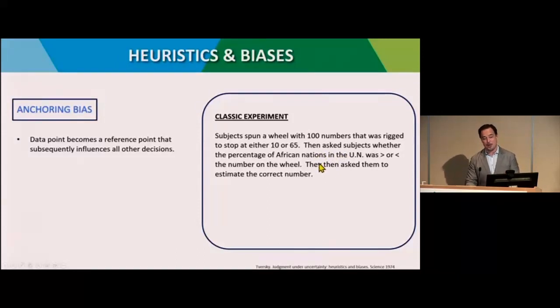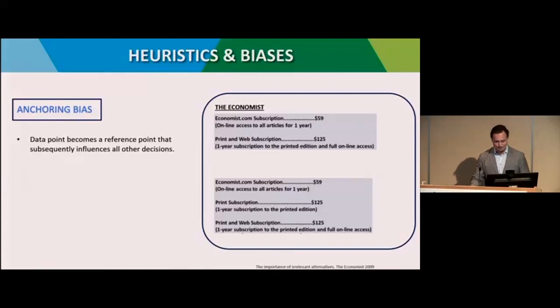And then they asked a follow-up question, which is, estimate the correct percentage of African nations. So those that spun 10, the guess was about 25%. Those that spun 65, their guess was 45%. And this was replicated numerous times by other studies that have observed a similar finding.